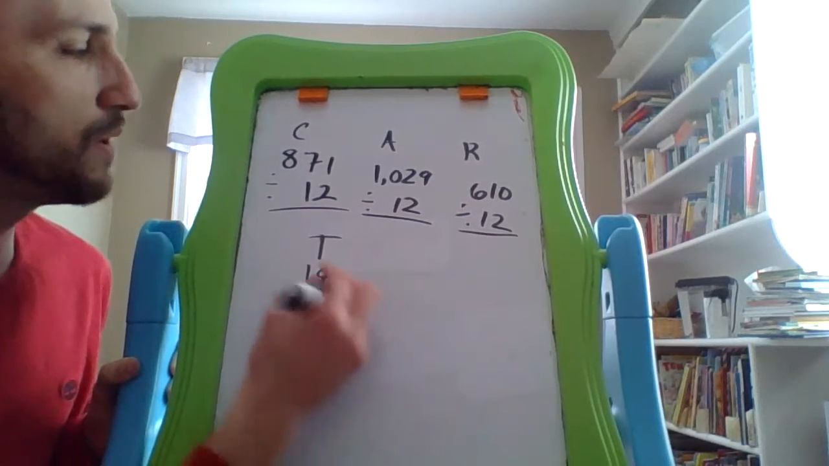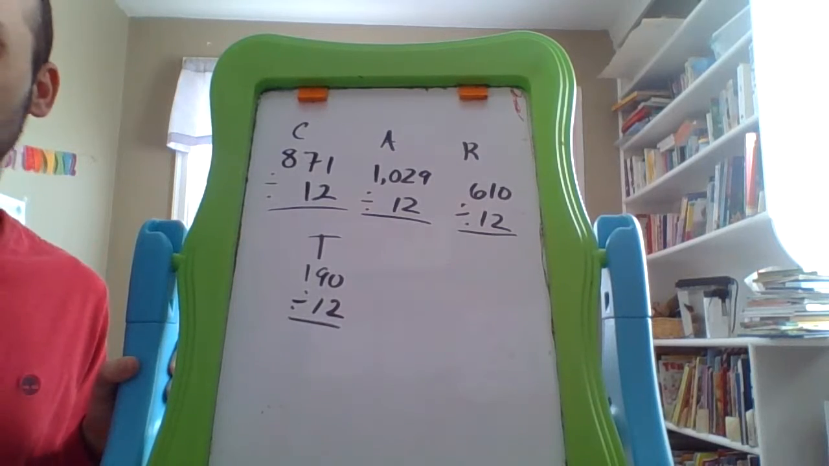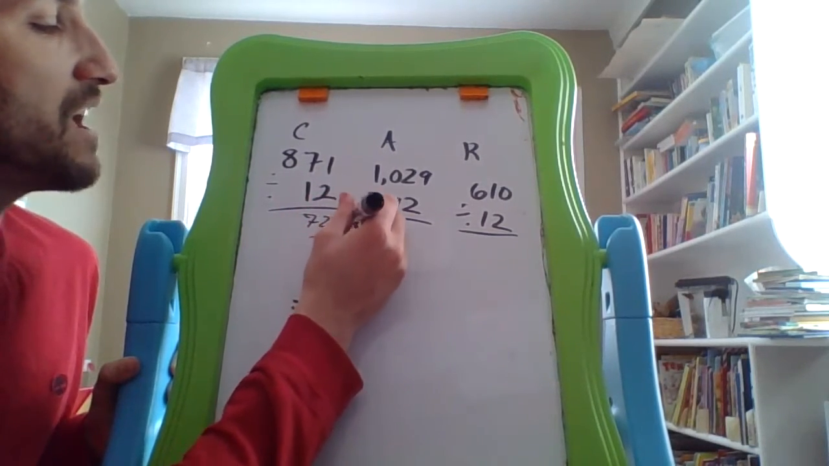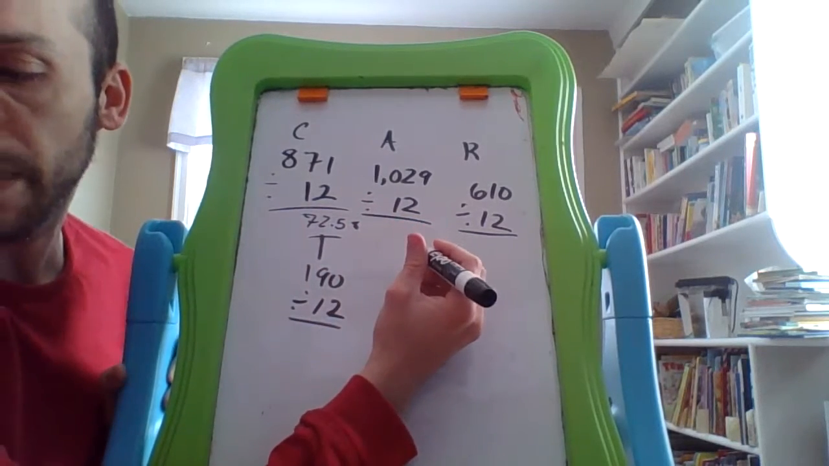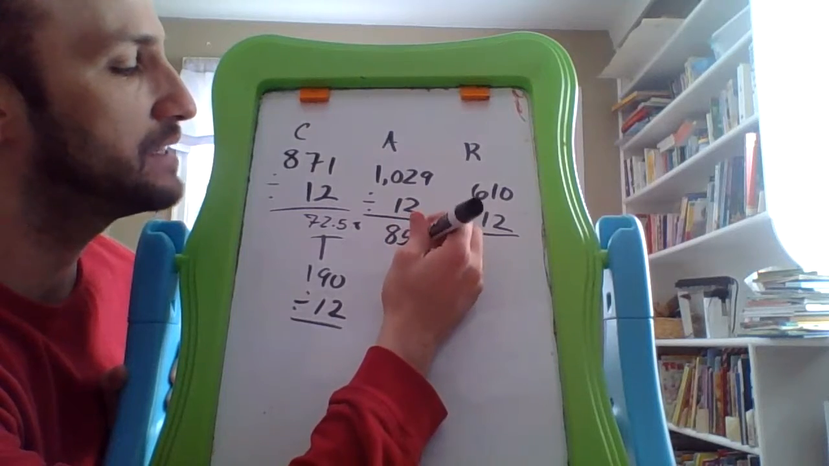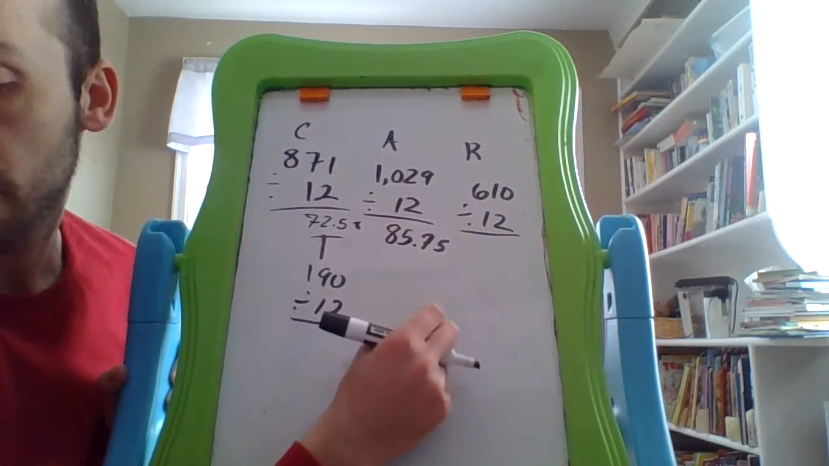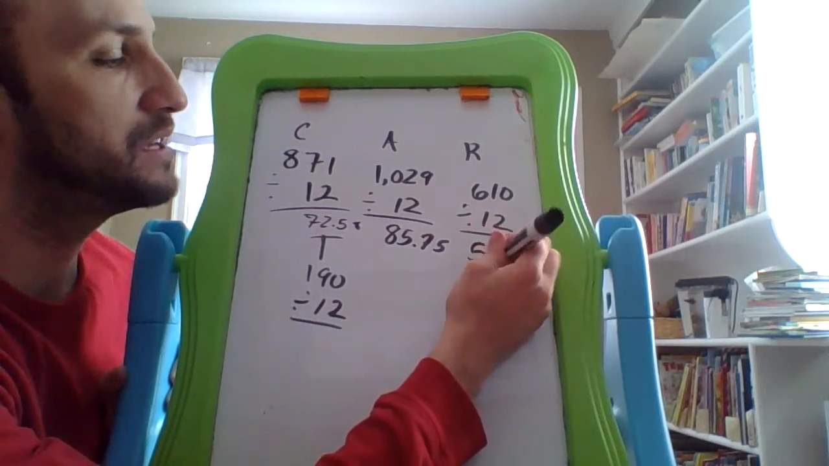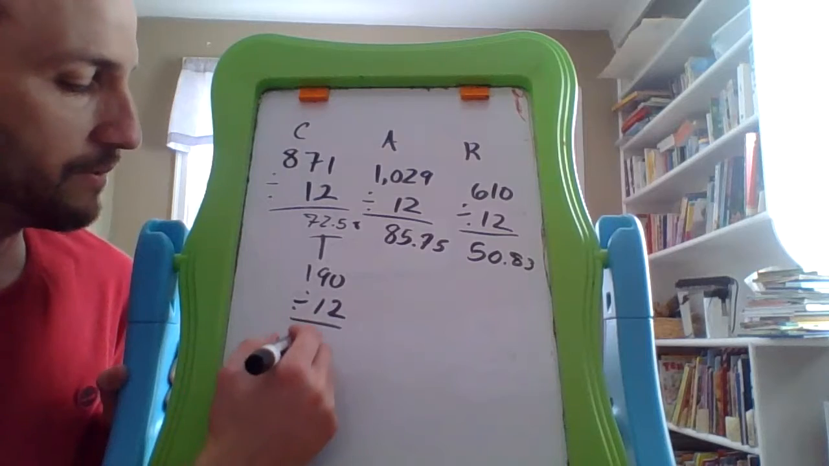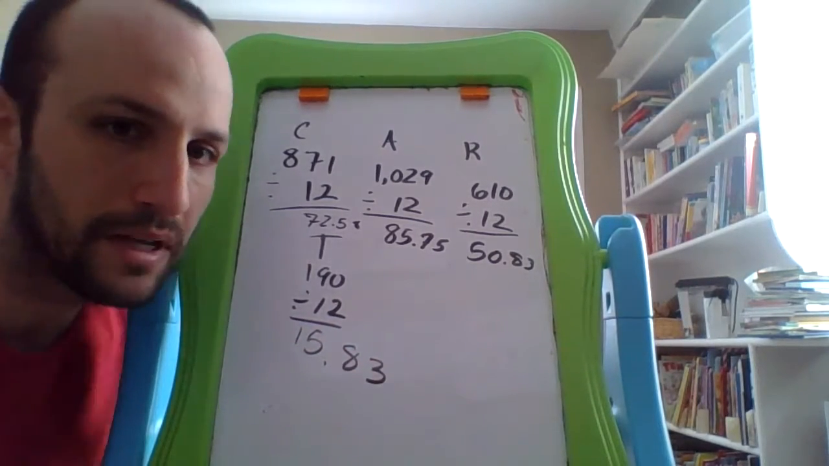Charles's, if we get a decimal for that, is 72.58. For Amy's, we would get 85.75. For Rosa's, we would get 50.83, and for Terry, we would get 15.83. So now we need to round these.